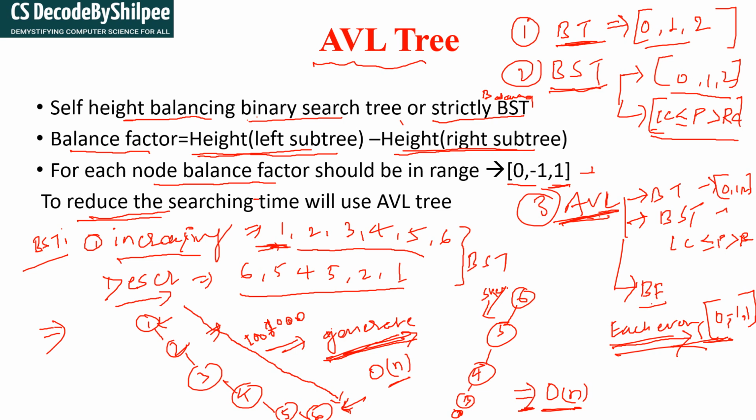And it's also a problem for insertion, right? So this was the problem with the binary search tree. This skewed problem was the problem of the binary search tree. Then the AVL binary search tree came.